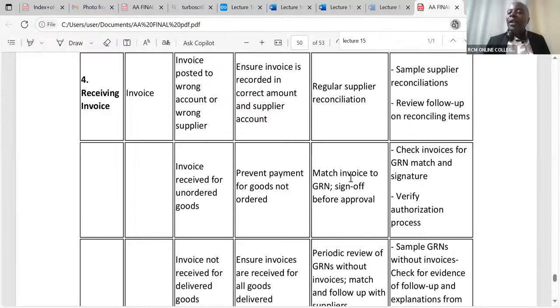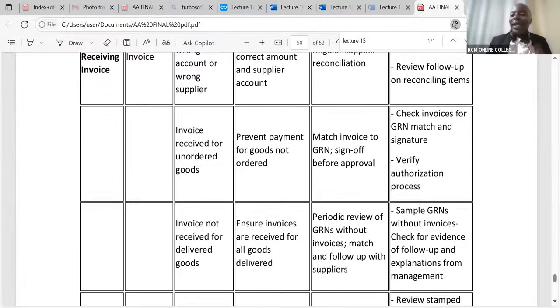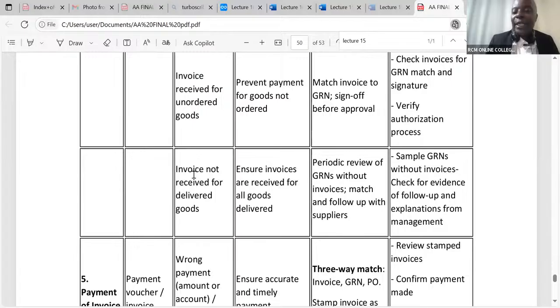Then now from there, ladies and gentlemen, what are the audit procedures? So of course, now you start asking for these documents. Check invoices for goods received note match and the signatures. Verify the authorization process. Very, very easy. Once you get used to this, you like this subject crazily, because anytime you go for interviews, these are the kind of things that will be asked. Because who doesn't want control systems in their place? Then, ladies and gentlemen, we have here another weakness. Invoice not received for delivered goods.